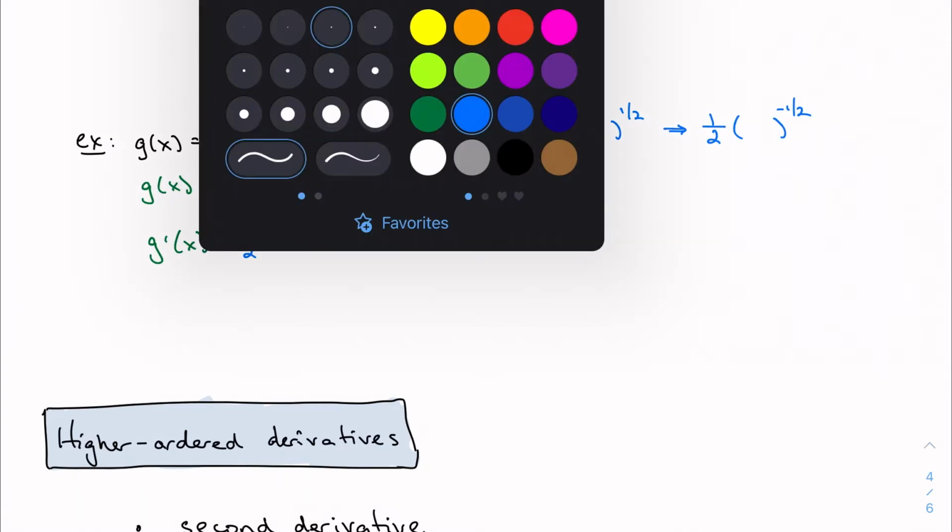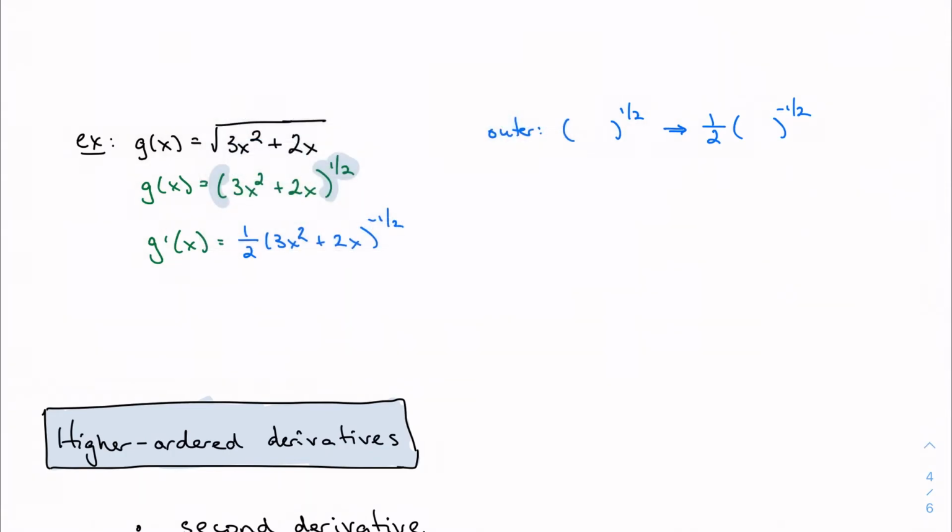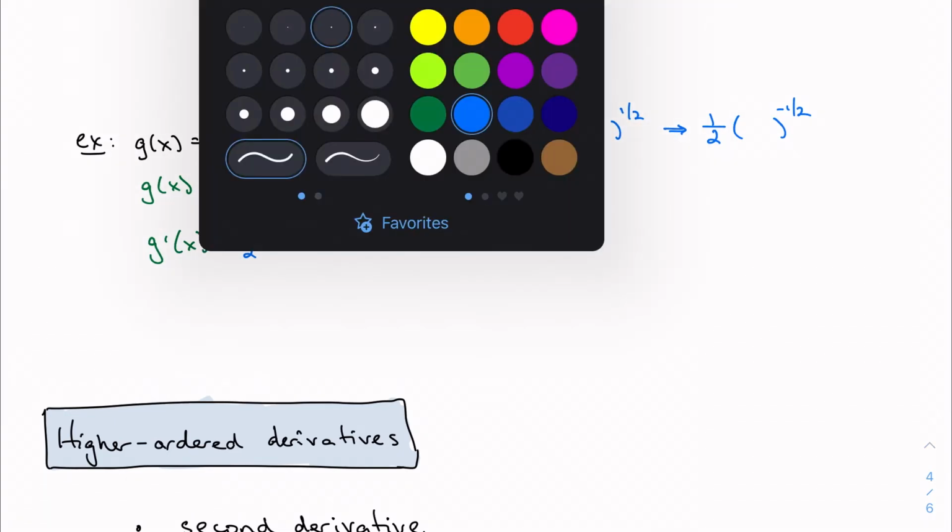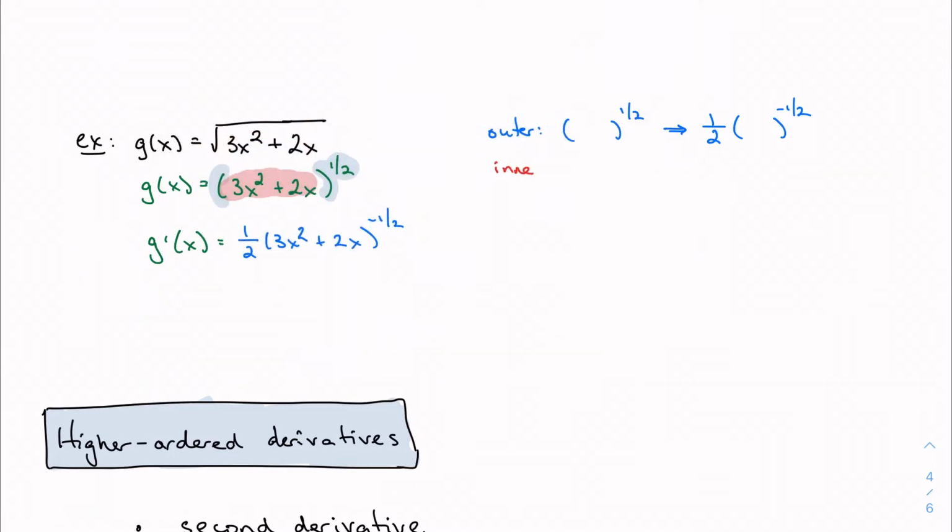But now we need to account for it. So we've ignored it, now we're going to account for it. This is my something, right? This is that inside piece that I kind of just ignored for the time being. I get 6x plus 2.